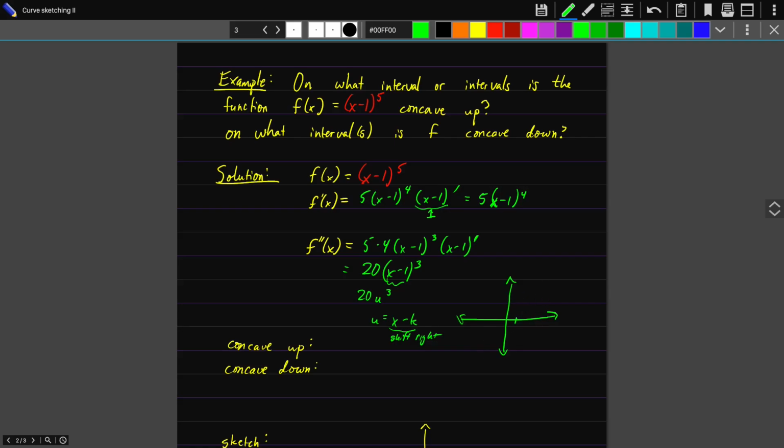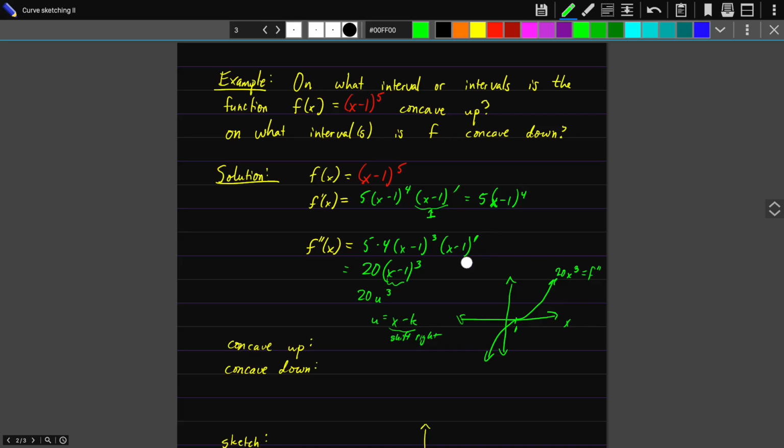And then x cubed, we know, looks like this, right? So this would be 20x cubed. This would be our second derivative of our function. And this would be what its graph looks like. And this would be 1 here on the x-axis. So that's what the graph of our second derivative looks like.